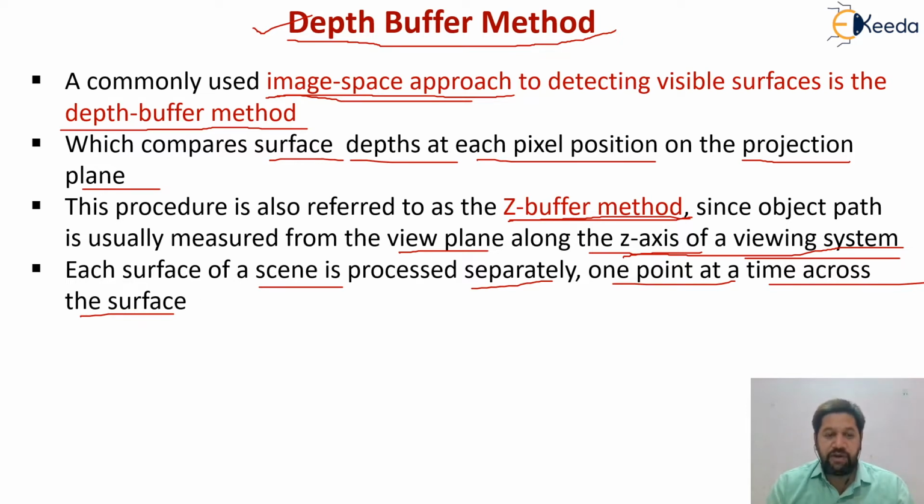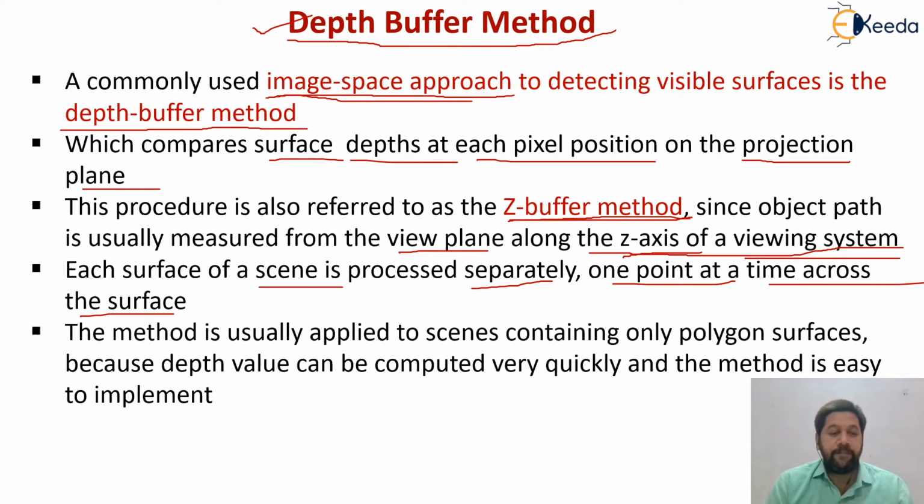It will consider each surface of the screen separately, and here each surface means each object or each polygon, which should be processed separately. The method is usually applied to a scene containing only polygon surfaces. That's why I have said a polygon may be of any shape. The scene has polygon surfaces because the depth value can be computed very quickly for polygon surfaces, and the method is easy to implement.